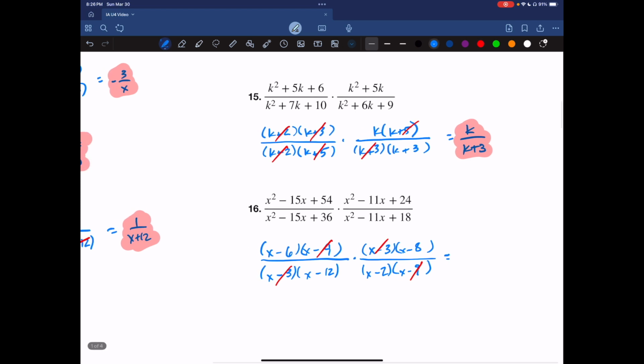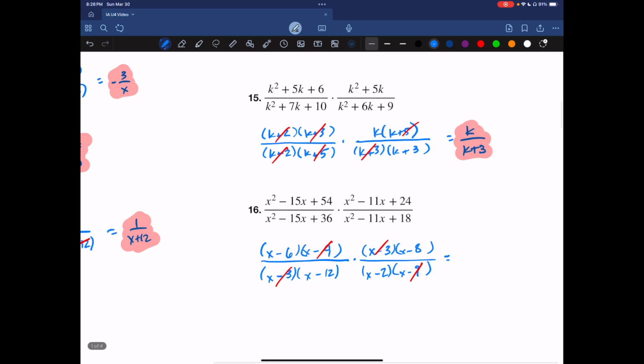So not as much cancels as it did last time, but still going to get rid of enough. So I got x minus 6, x minus 8 on top, over x minus 12, x minus 2. There's absolutely no reason for me to multiply this out on top or bottom. There's absolutely no reason for that. So don't. You can if you want to.